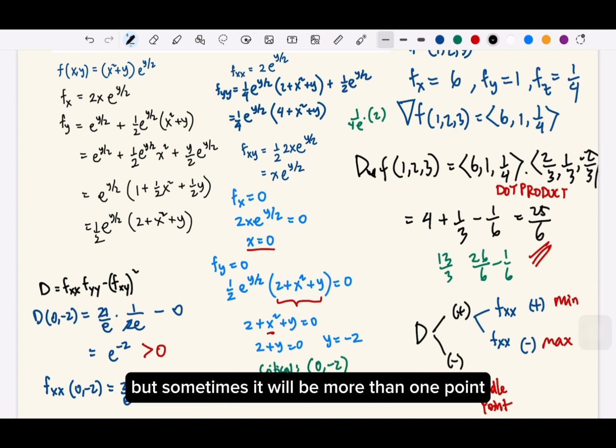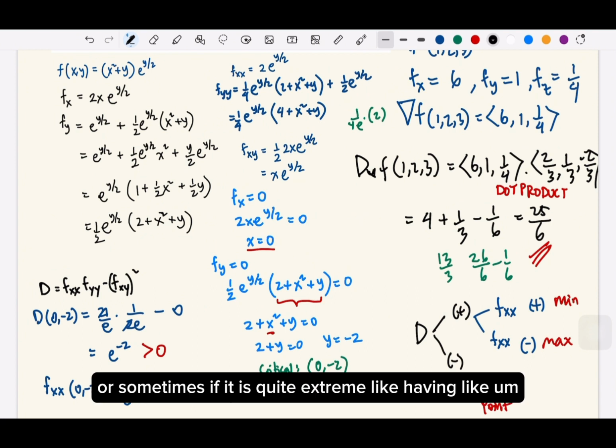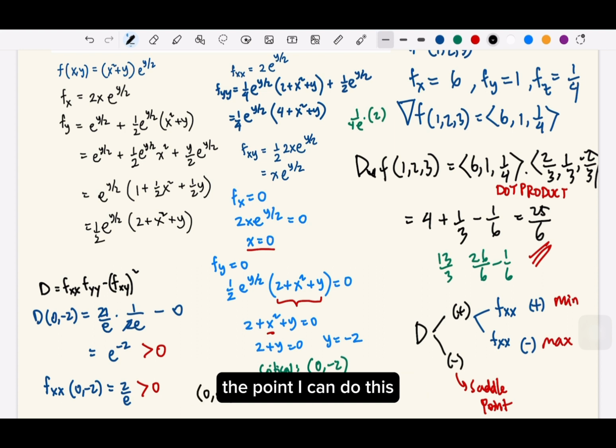But sometimes there will be more than 1 point. It can be 2, 3, 4. Or sometimes if it is quite extreme, like having the order of the degree can be like 4, 5, 6, so maybe it can be like 6 points, 7, 8. But sometimes the number is repeated, like it has combinations, like 1, -1, -1, -1, 1, 1, and then maybe -1, 1. It can be a combination like that. And you need to check all the points, checking through this, and be careful on the negative signs, okay? Sometimes it will be different.